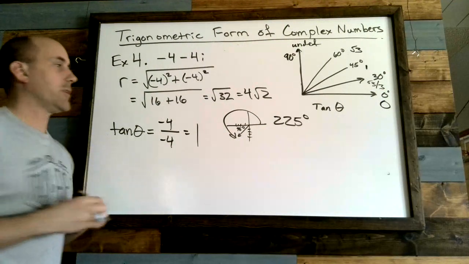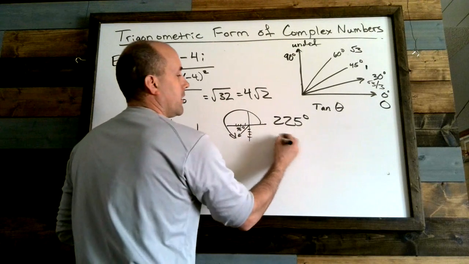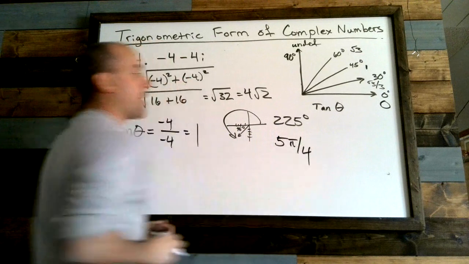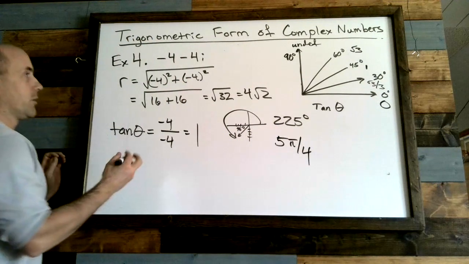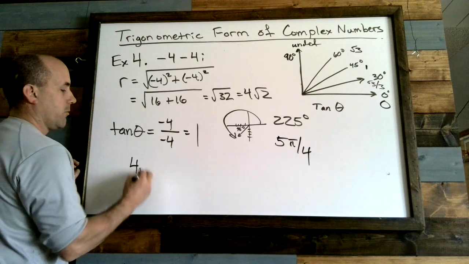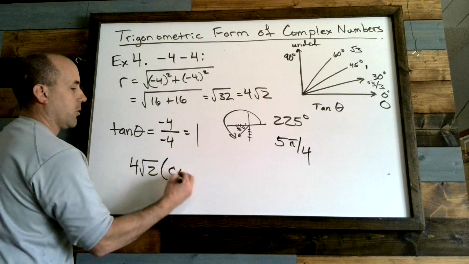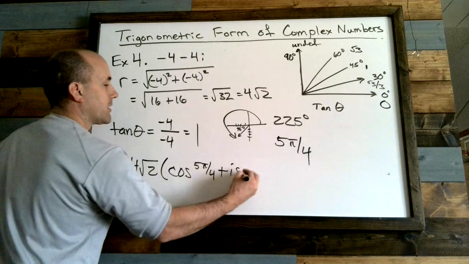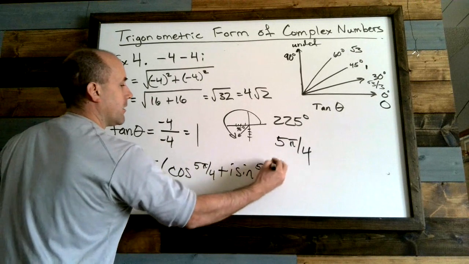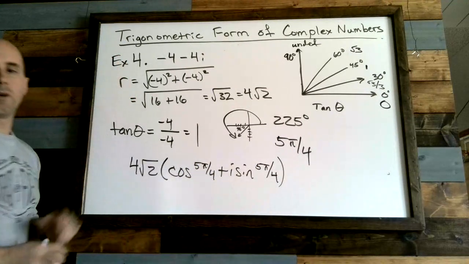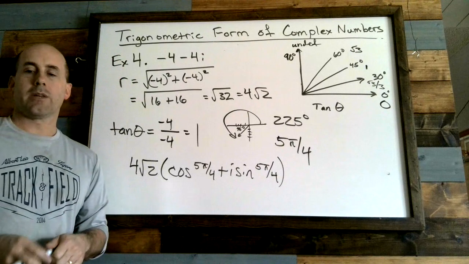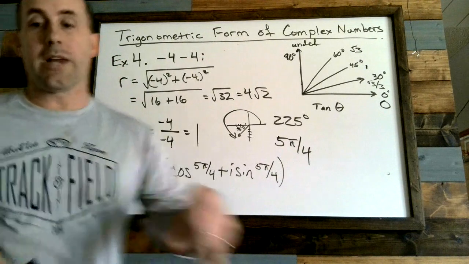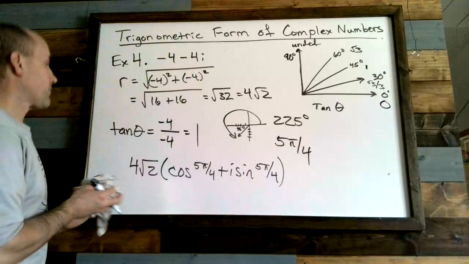Once you have 225 degrees, convert that to radians. 5 pi over 4. So therefore we have 4 roots of 2 times the cosine of 5 pi over 4 plus I sine of 5 pi over 4. There you have it. Okay, that's example number 2 today, but 4 overall.